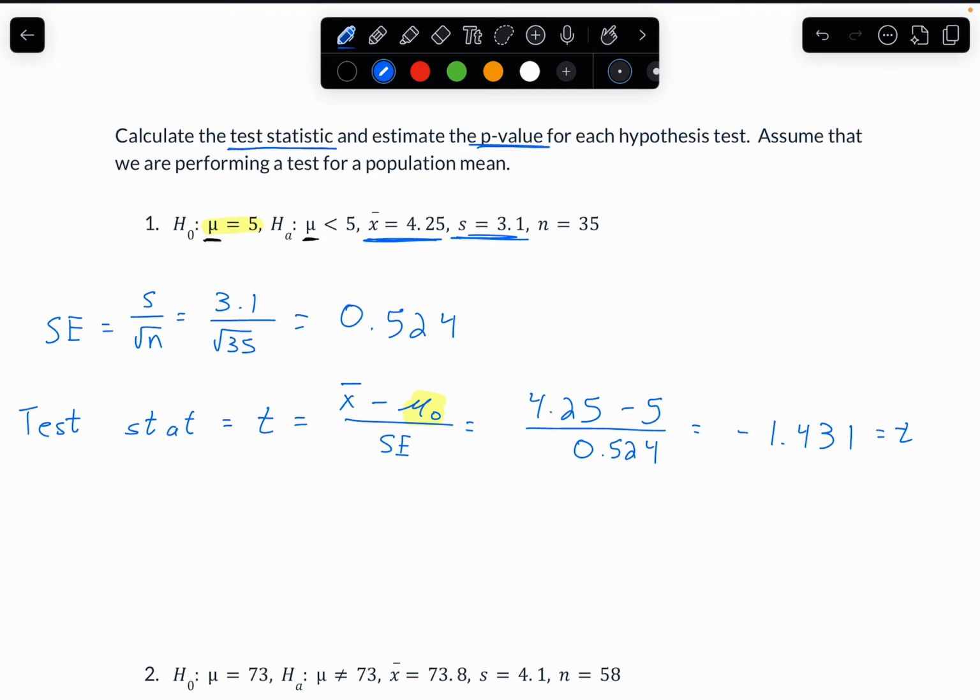Again, just reminding ourselves that we're going to be using the t-distribution rather than z. So there's the first part. I have my test statistic. Here's the first part of my answer.